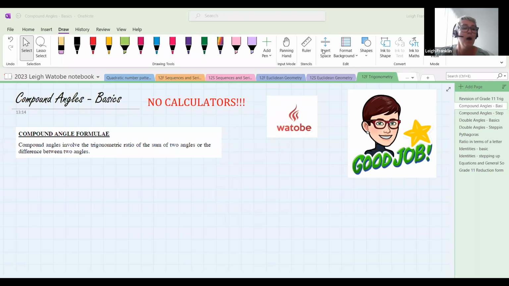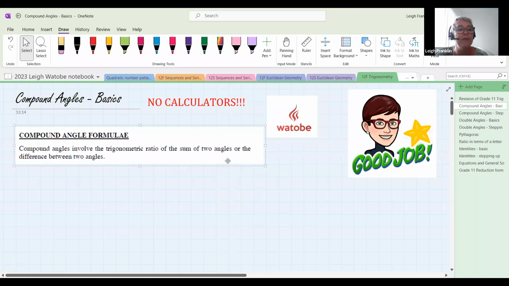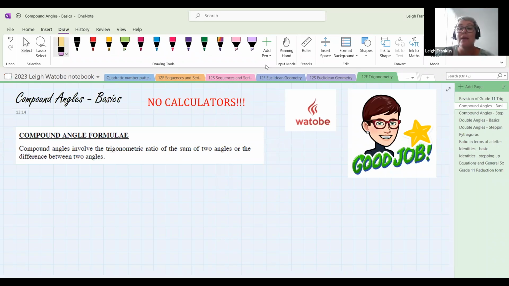All right, so the compound angle formulae, it tells us here quite formally that compound angles involve a trig ratio of the sum of two angles or the difference between two angles. But what does that really mean for us? It's a little bit difficult to understand these formal definitions. So let me just show you what they mean when they talk about the sum of two angles or the difference of two angles. Let's just draw a Cartesian plane, and then I can explain what that means.